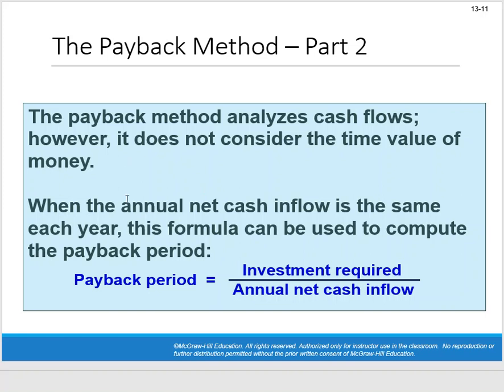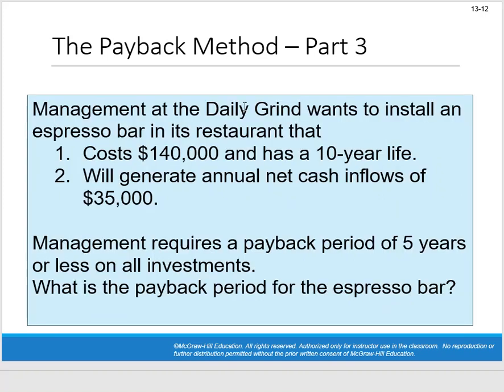So again, it has to have consistent cash inflows. So we take the investment required, so the initial outlay, and we divide that by our annual net cash inflow, and that equals our payback period. So, for example, management at the Daily Grind wants to install an espresso bar in its restaurant. It costs $140,000 and has a 10-year life, and it will generate annual net cash inflows of $35,000. Management requires a payback period of 5 years or less on all investments. What's the payback period for the espresso bar?